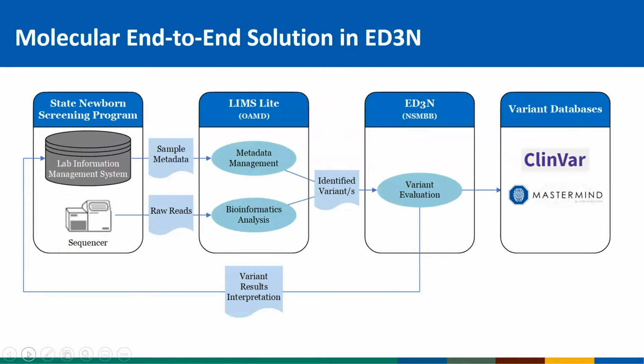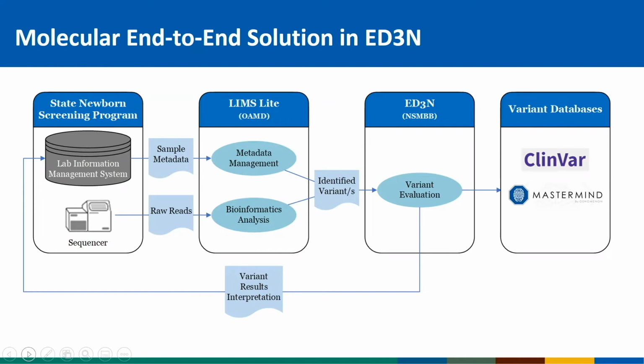So as I just described, this is a schematic of what we have been talking about. When this project is complete, we intend to have an end-to-end solution for newborn screening programs. This schematic gives a high-level overview of the workflow. If we start on the left, newborn screening programs would provide de-identified sample metadata from their LIMS so that we can link data coming from the sequencer to the correct specimen or patient.